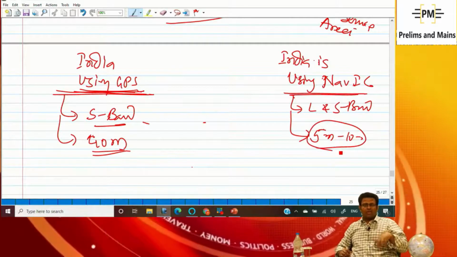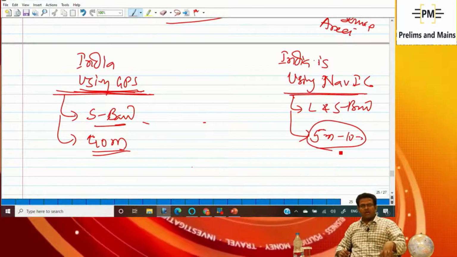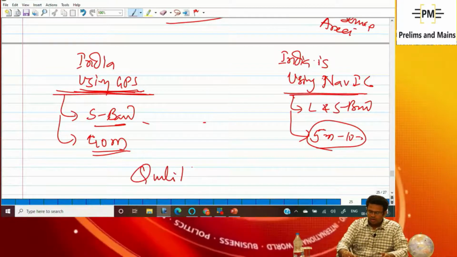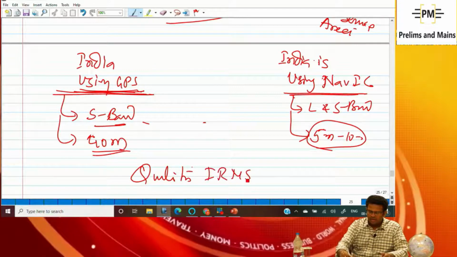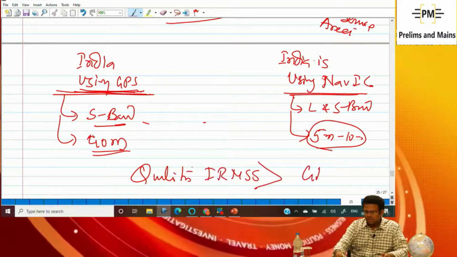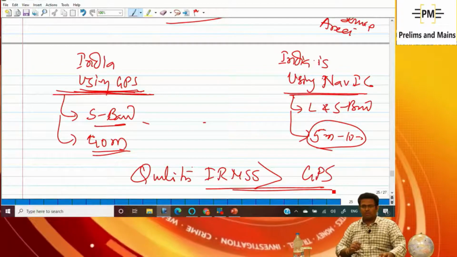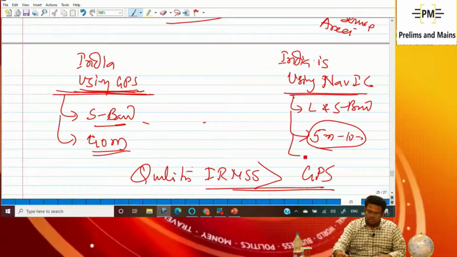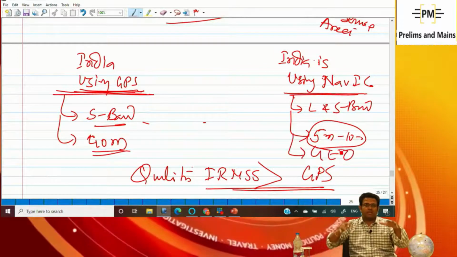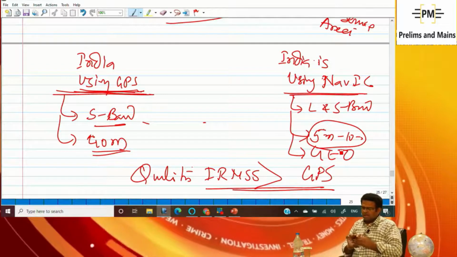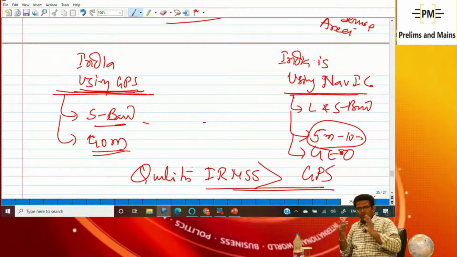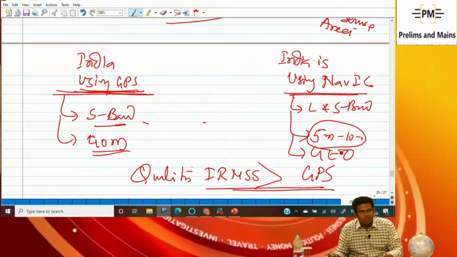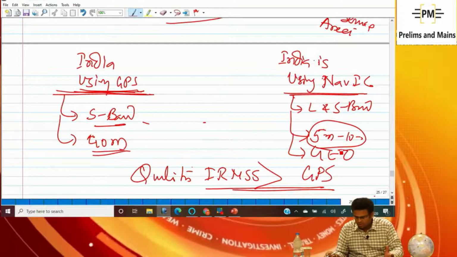So the quality of positioning of IRNSS is better than GPS on the basis of this. Clear? And another thing: India is using GEO satellites, always above India. Understood? So this is the way India's navigational satellite system is better than the GPS of America. Right now India is using this one.